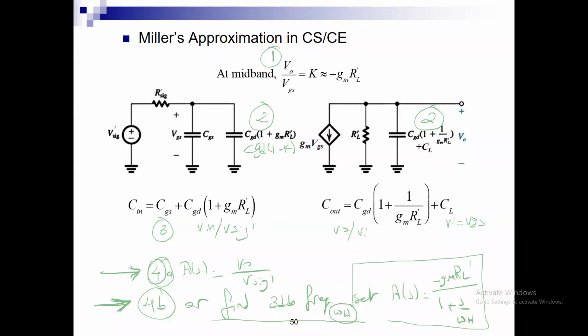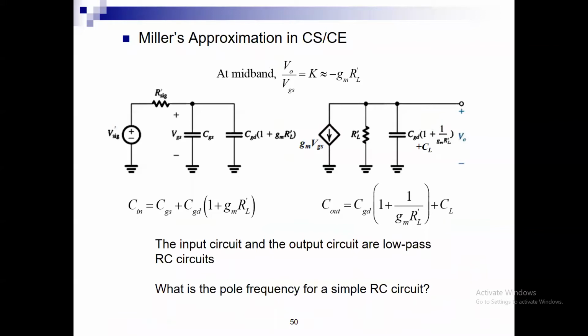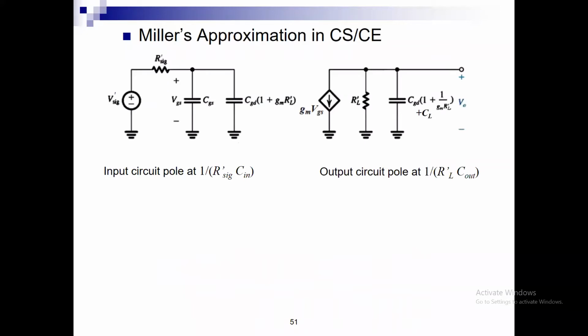Let us go over what we have here very quickly and see what you get. So the input circuit and the output circuit are low pass, and the pole frequency of a simple RC circuit is simply 1 over RC. So what this means is that for the two circuits that I have, I have an input pole which is 1 over R sig prime times Cin, and at the output I will have a pole which is 1 over RL prime times C out.